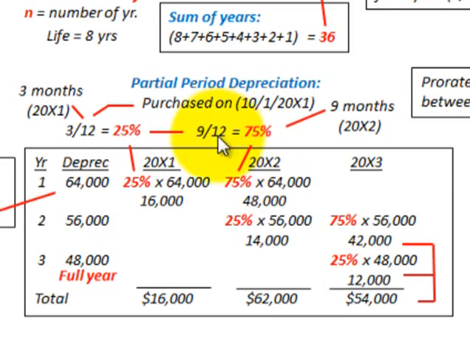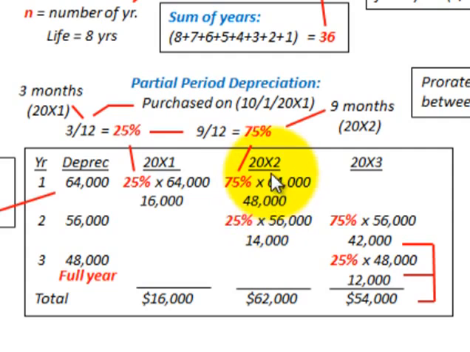Now the remaining 9 months, or 75% of it, would go to 20x2 of this depreciation based on our partial period. So 75% times the $64,000 depreciation amount gives us a total amount of $48,000. All right, so we've taken care of the first full year between these partial periods. We divided it up between 20x1 and 20x2.